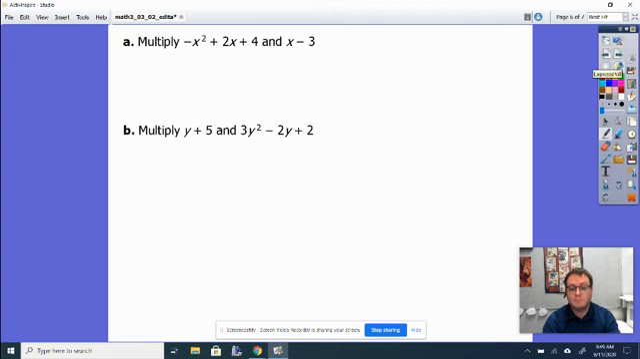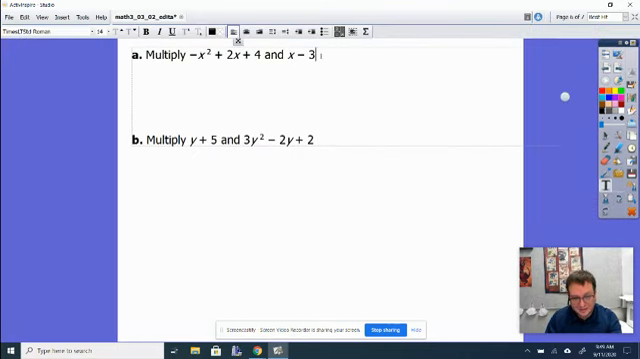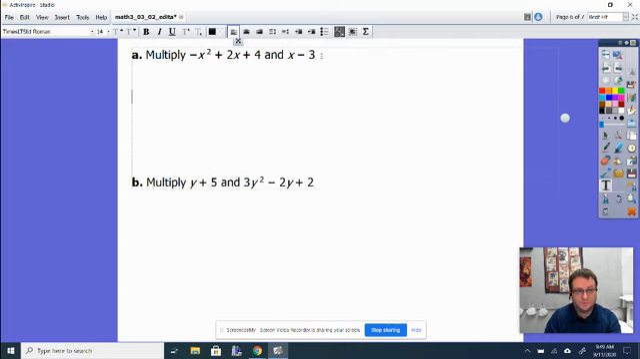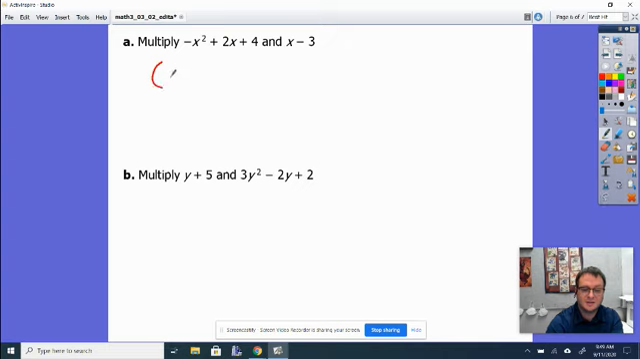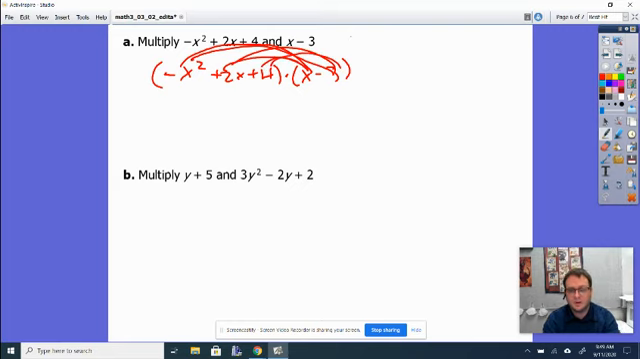Okay, multiplication. Now, multiplication can be done in the horizontal and vertical format. Horizontal format is where you take it and you do the rainbow method or distributing. If you are good with distributing, for example, on this one, negative x squared plus 2x plus 4, and then multiply x minus 3, and you're good with doing the rainbow or distributing, then that's fine. Feel free to do that.